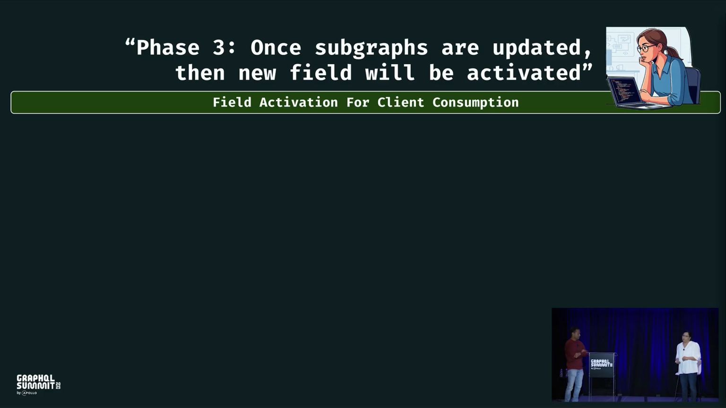Let's look at phase 3. Once subgraphs are updated, then the new field will be activated. So what do we do there? Like, how do we automatically do that?